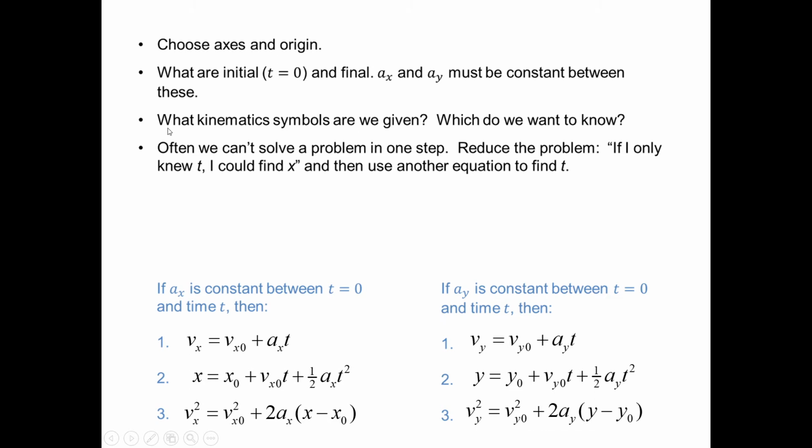Then it's always a good thing, just for problem solving's sake, to list out the symbols you're given. There's just a lot of symbols in here. Do we know the initial x at t equals 0? Do we know the initial x velocity component? Hopefully we know the constant x acceleration component, but there can be problems where that's the thing you want to find out, and so on. Do we know the amount of time that it takes to get from the initial time to the final time? Maybe that's given in the problem. And then finally, which variable do we want to know?